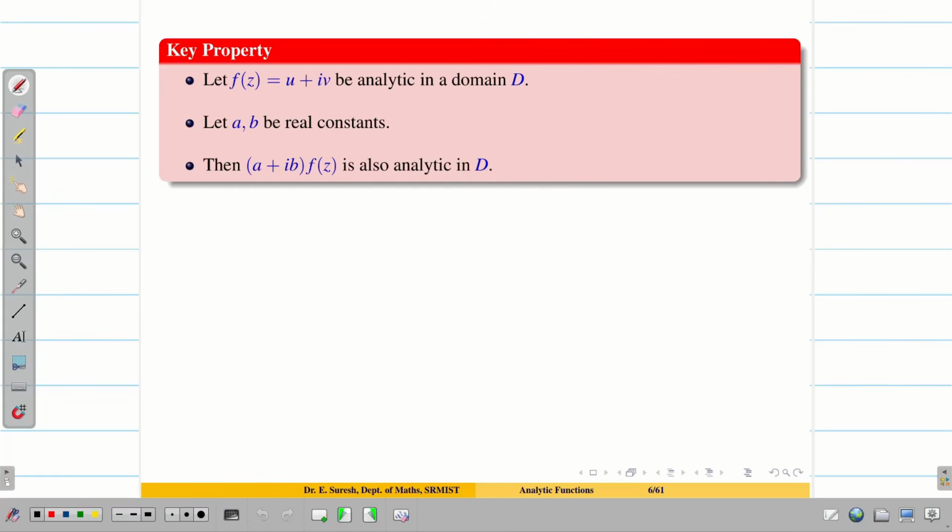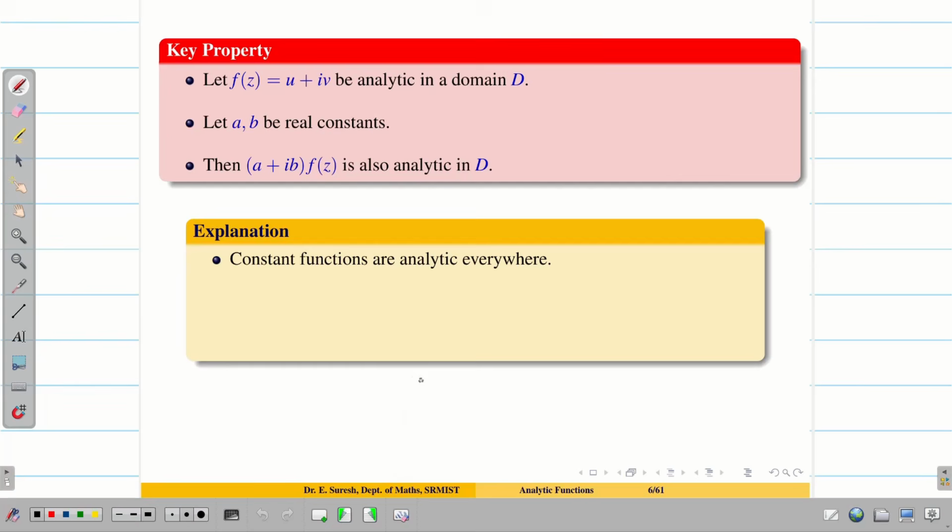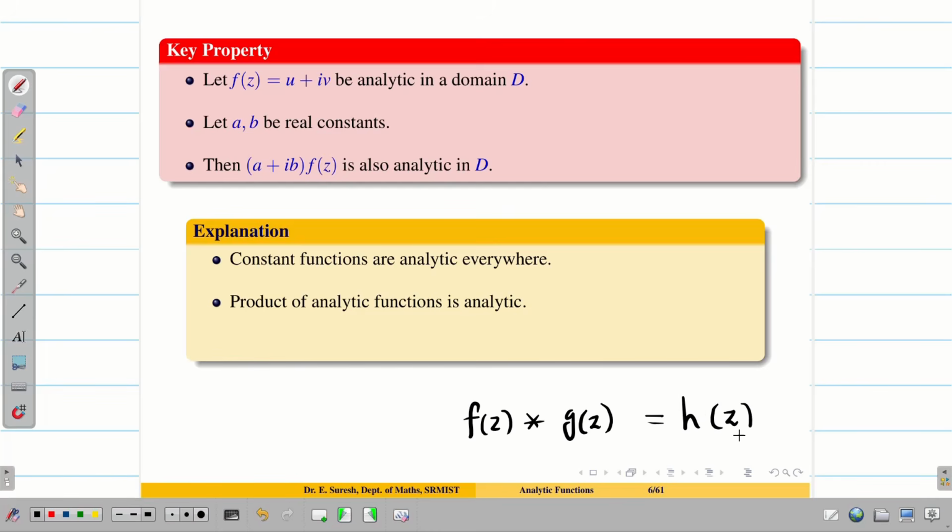Why? Because we have some results. Constant functions are analytic everywhere. Suppose you are taking 2 plus 3i, 3 minus 2i, etc. These constant functions are analytic everywhere. The next result is that the product of two analytic functions is also analytic. Suppose f of z is analytic and g of z is analytic. Then we multiply and we get a new function. I'll take it as h of z. If f of z and g of z are analytic, then h of z is also analytic.